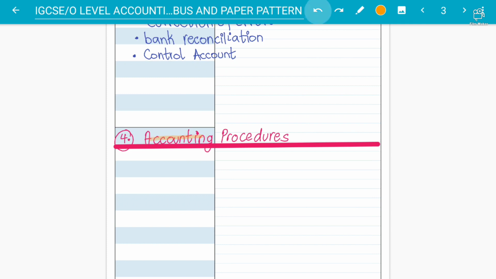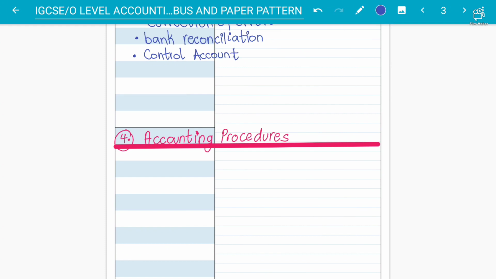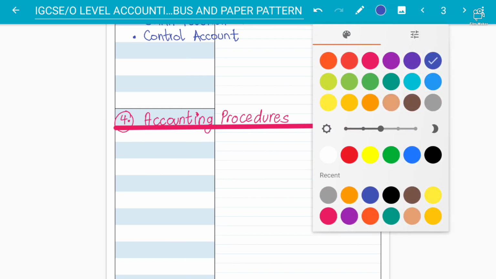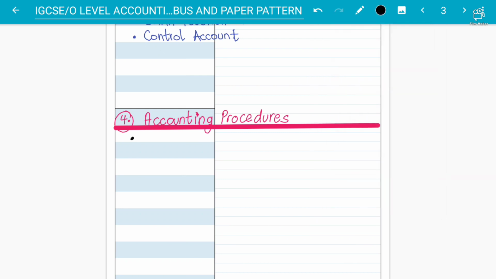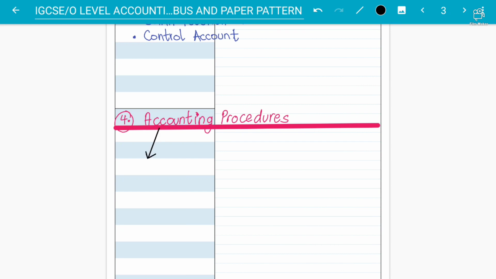Section numbers 4 and 5 are the most valuable, most important sections, although every section is important, but I believe we can say that sections 4 and 5 have a lot more content. So what topics are there in this? Let's do it in a different way this time. In accounting procedures, one of the pointers is basically capital and revenue expenditure.